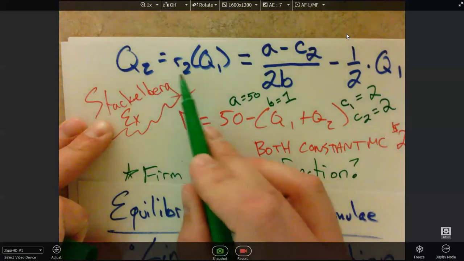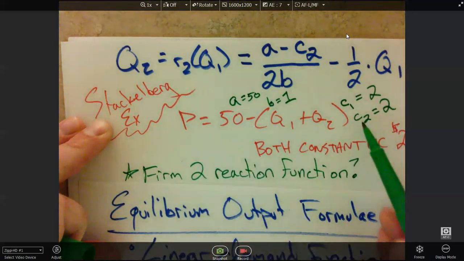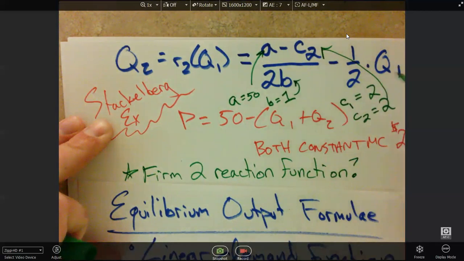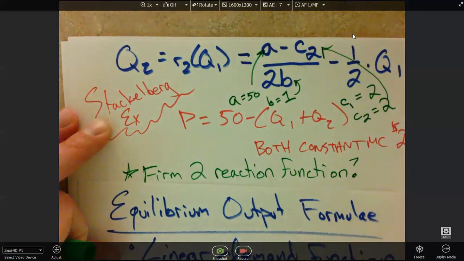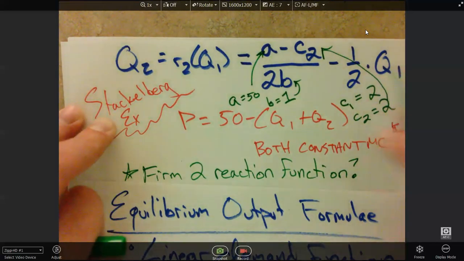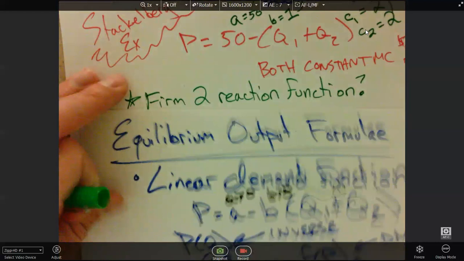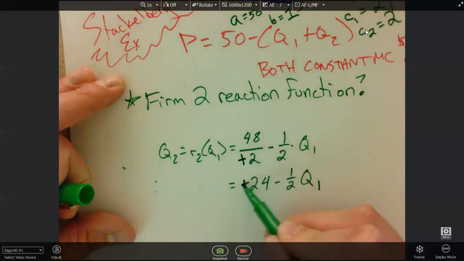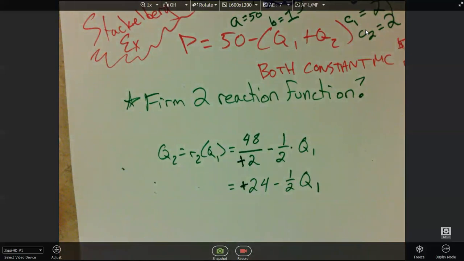to this formula right here. This is Q2's reaction function. We have C2, A, and B. We don't even need C1. We don't have Q1 yet, and that's okay, because it's a reaction function. We're used to having it in terms of someone else's output. Like I said, I made this mistake myself. So it's actually 50 minus 2, 48, over positive 2, which is 2 times 1. B is 1. I know it's a little annoying when there's not a constant there.